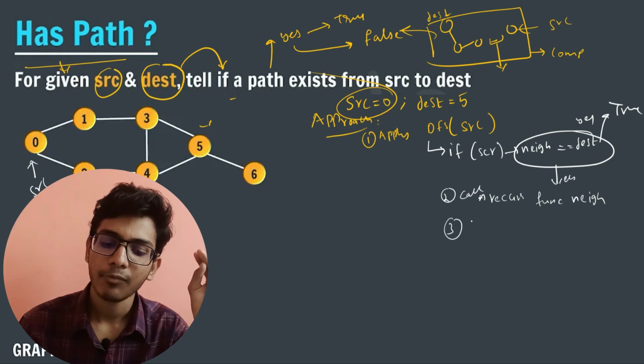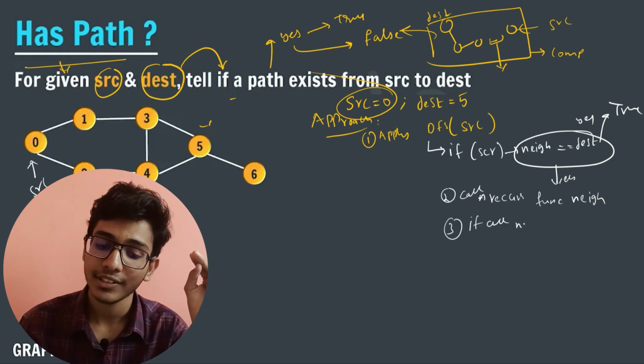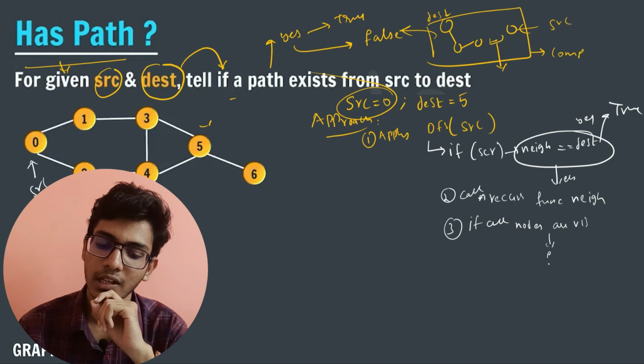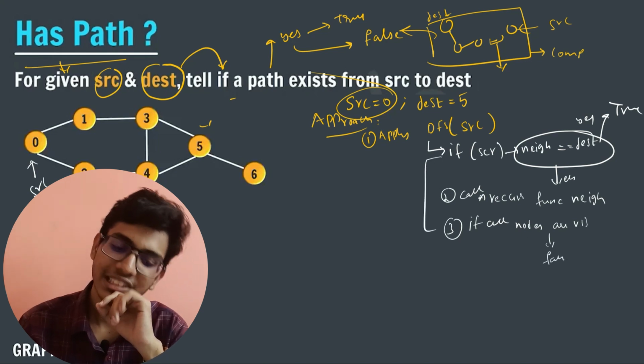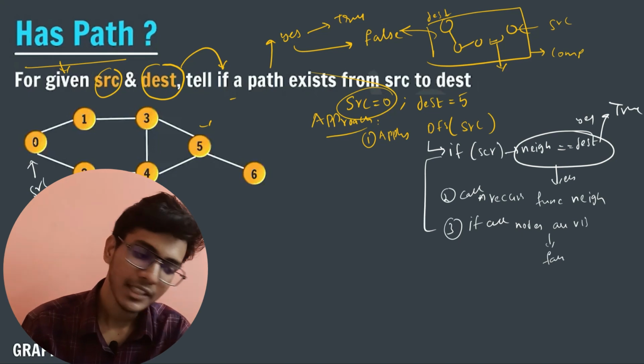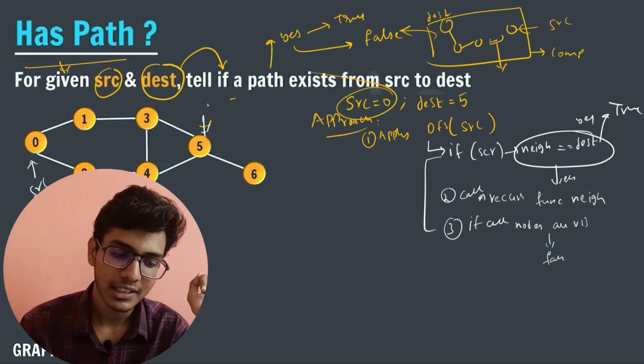And the third step will be if all the nodes are visited, and I didn't get my destination, then I will return false. This is what my approach is going to be. So initially I am at my source node and this is my destination, right?